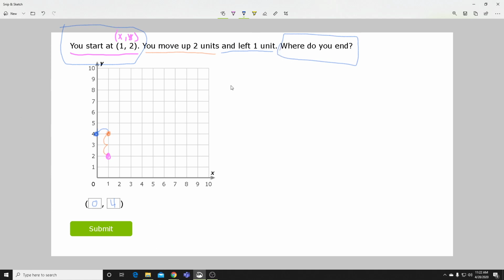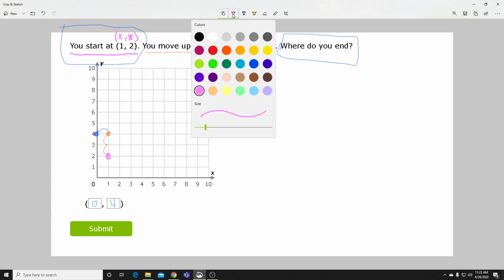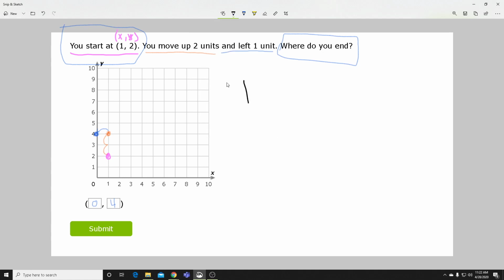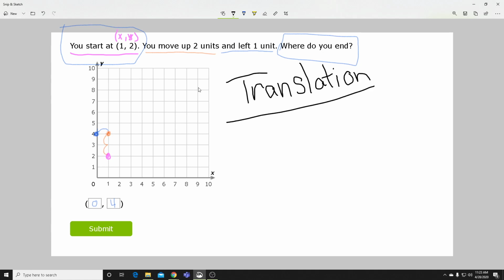So let's write this out in another way. As I said, let's think about this. Remember, we're talking about translation when we're moving a point around. You can also see translations with shapes. Maybe you could have a square plotted on a coordinate plane like this, and then you move the whole square over to the left. That'd be a translation. But let's focus on this problem.